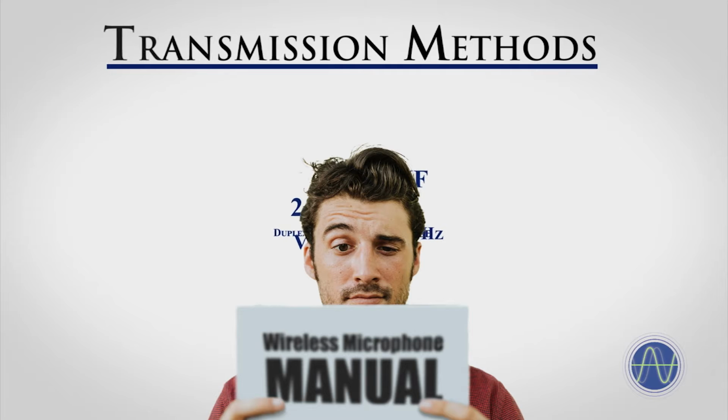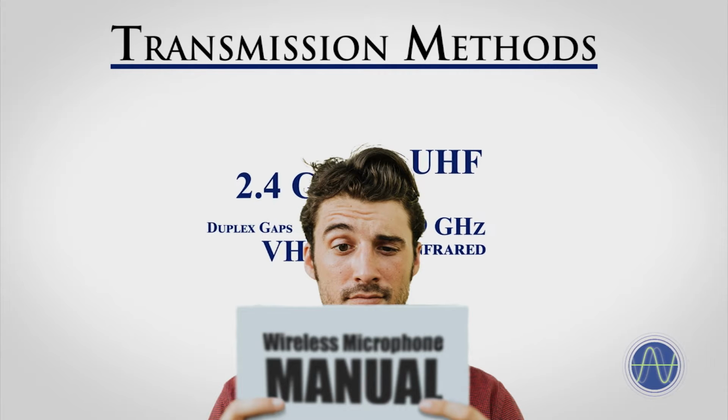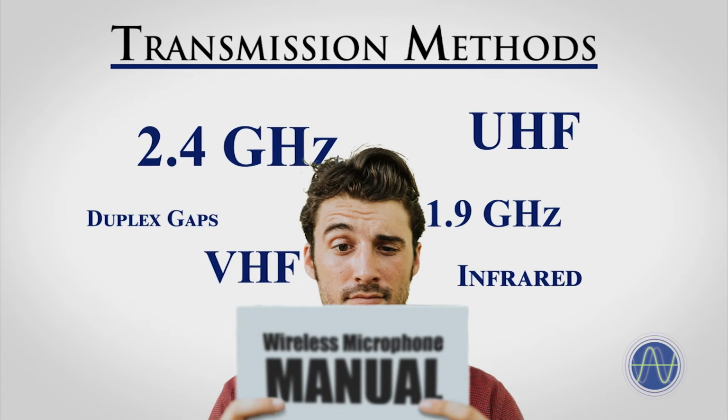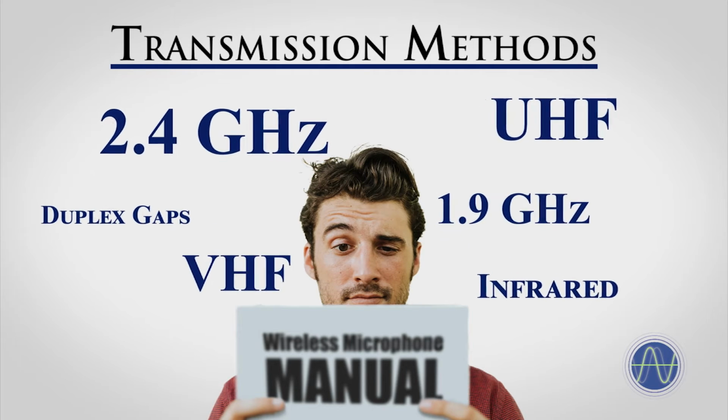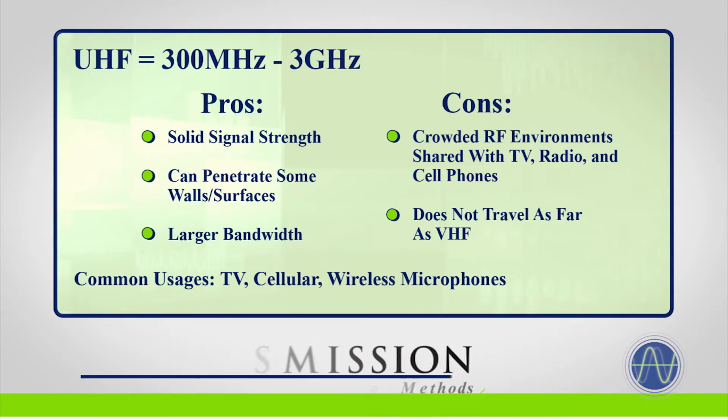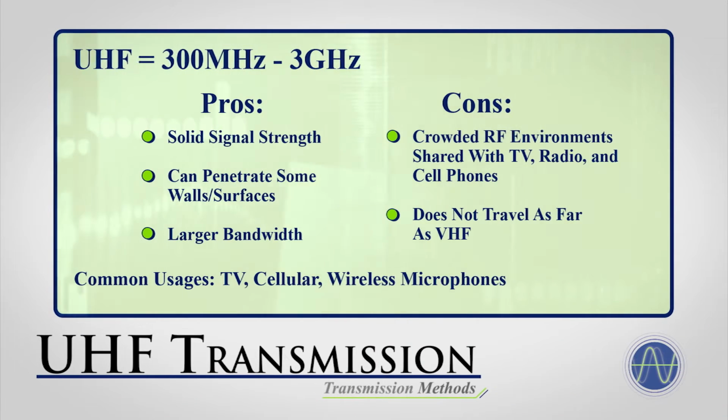Transmission methods have a major impact on wireless systems and how well they perform in certain scenarios. Be sure to choose a wireless system that will work well in your application. Here's a brief overview of the most common wireless transmission methods. UHF, or ultra-high frequency, is the most commonly used transmission method for wireless systems. UHF is the designation for radio frequencies in the range between 300 MHz and 3 GHz. This is the same spectrum that TV signals, cell phones, and many other wireless systems operate in.